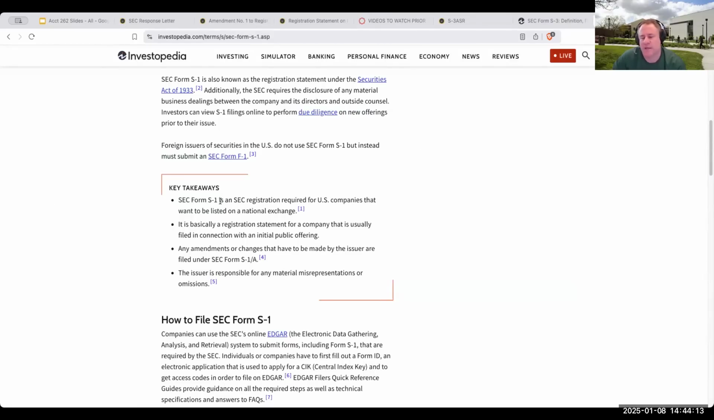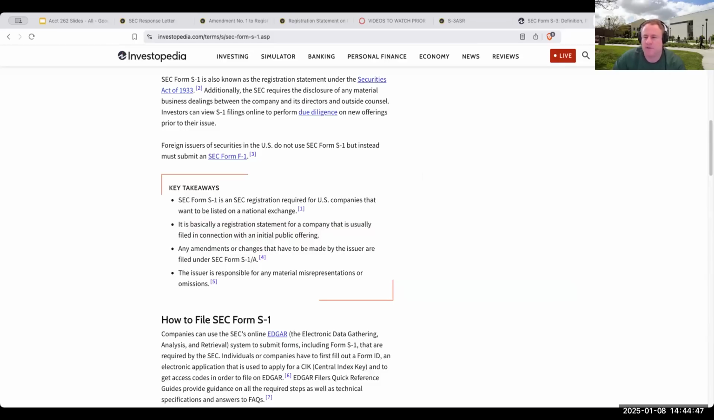Again, thank you, Investopedia. You guys do an absolutely amazing job. An S-1 is an SEC registration statement for a company that wants to be listed on an exchange and sell stock, usually filed in connection with an initial public offering. Any amendments or changes are filed as a Form S-1/A, and the issuer is responsible for any material misrepresentations or omissions. So there's a pretty heavy liability when you're filing a Form S-1 with the Securities and Exchange Commission.